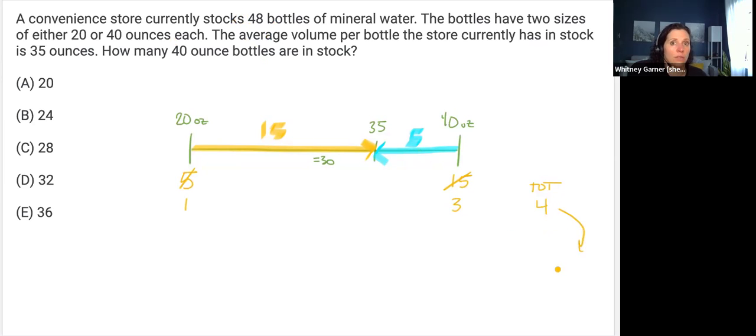So let me scale this up. I multiply 4 by 12 to get to a 48 bottle total. I can then scale this whole ratio up by also multiplying by 12. I'm just going to confirm it.